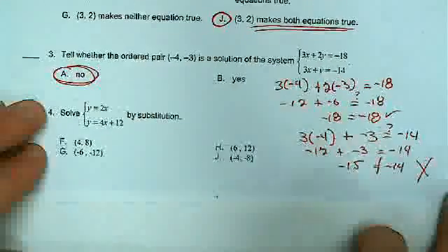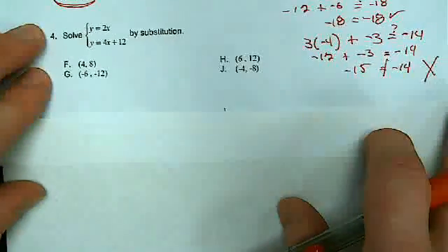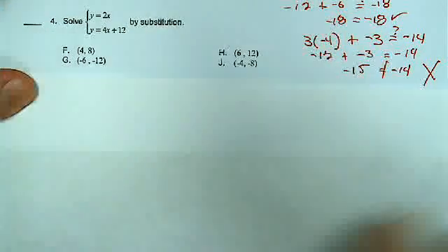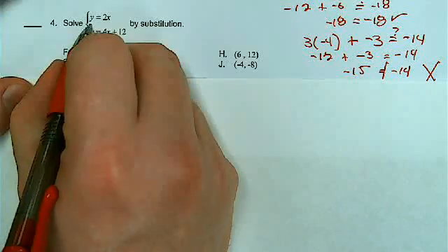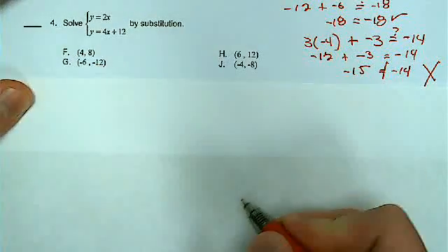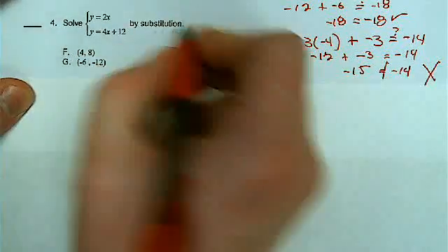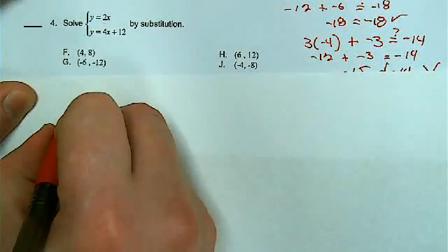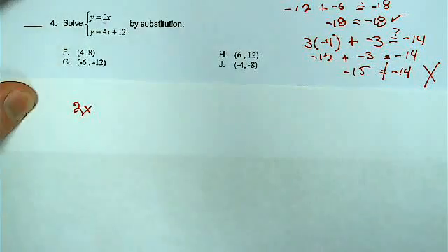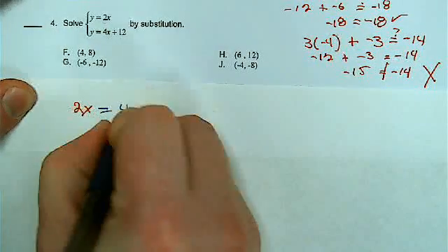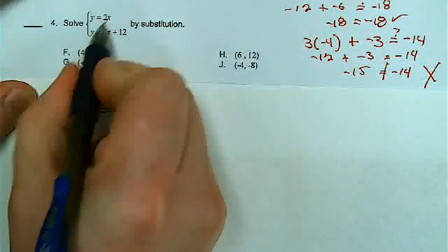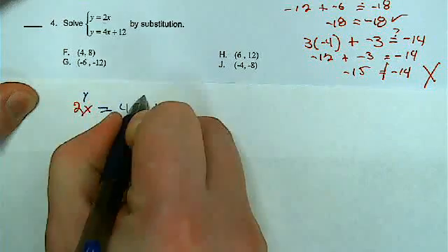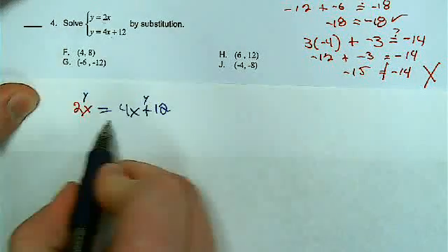This next one says solve by substitution. I'll work here on this paper so I can show my work neatly. You can organize your work on the back. Solve y equals 2x and y equals 4x plus 12. It says by substitution. So I'm going to take this 2x, plug it in here. So 2x, that's the first equation, equals 4x plus 12. Again, I just replaced the y. So now I've got this y equals this y. 2x equals 4x plus 12.